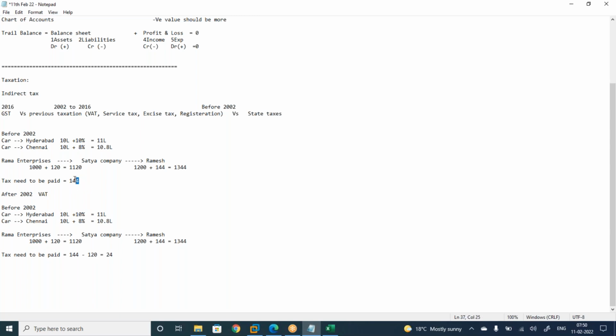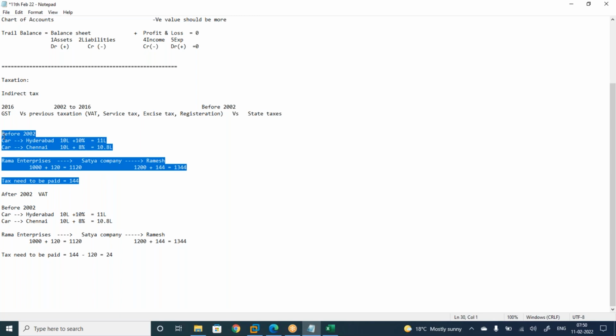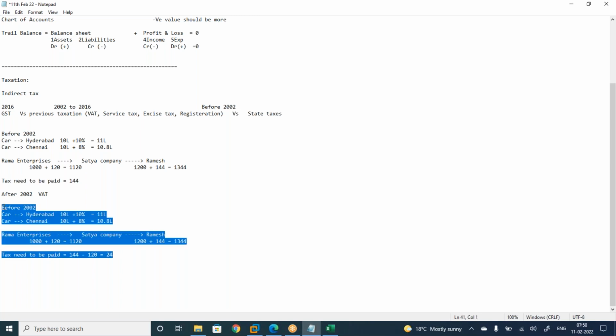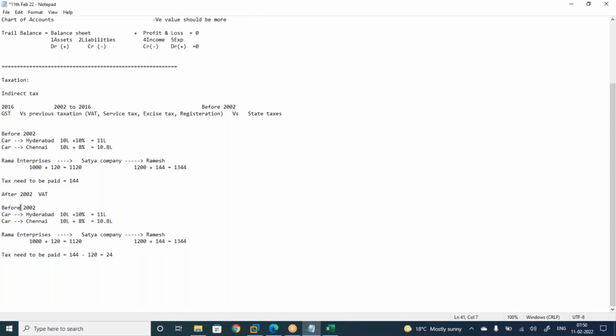Before, you need to pay 144 rupees, because whatever you have collected from the customer, you need to pay completely to the sales tax authority, the state government. Later, the Indian government changed this after 2002.